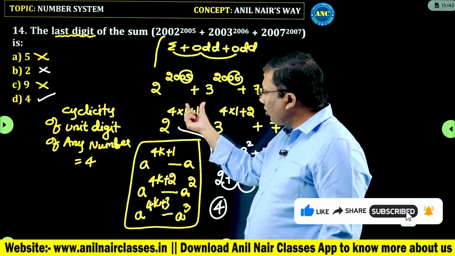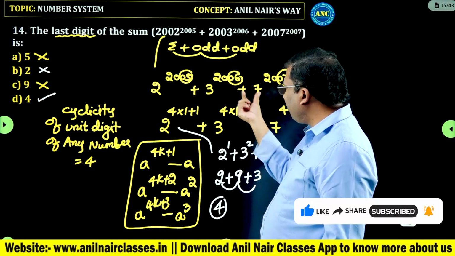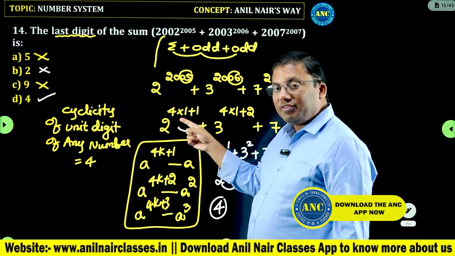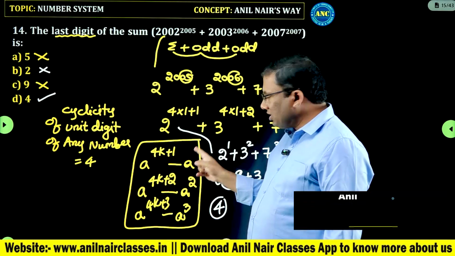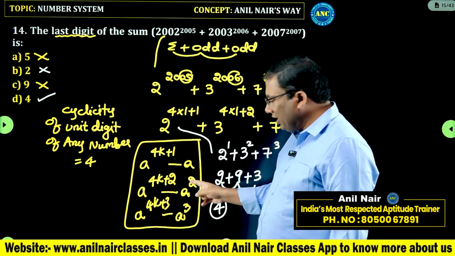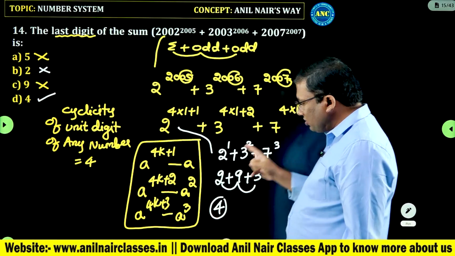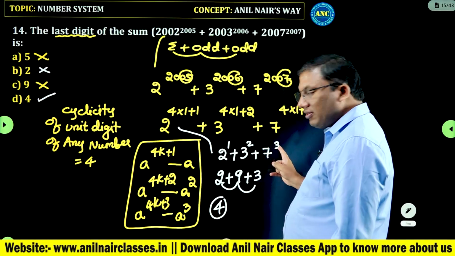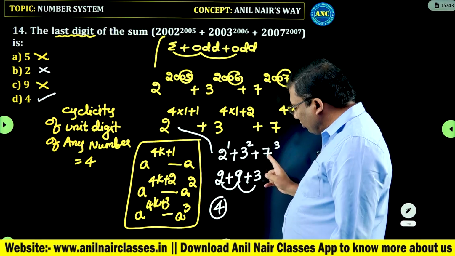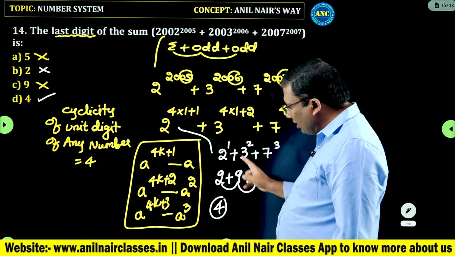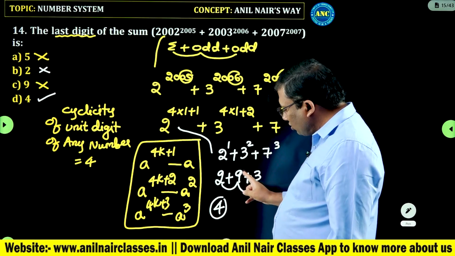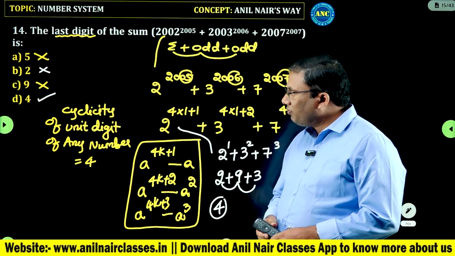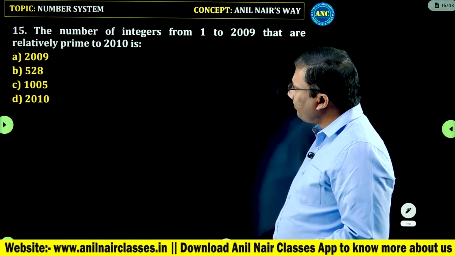So 4 ones are 4, remainder 1. 4 ones are 4, remainder 2. 4 ones are 4, remainder 3. It is of the form a power 4k plus 1, which is a. A power 4k plus 2, it is a square. A power 4k plus 3, it is a cube. So it is 2, it is 3 square, it is 7 cube. 7 cube, it is 343, so 3. 3 square, it is 9, and it is 2. 9 plus 3, 12. 12 plus 2, 14. 14 means unit digit, it is 4. I hope the idea is very much clear.